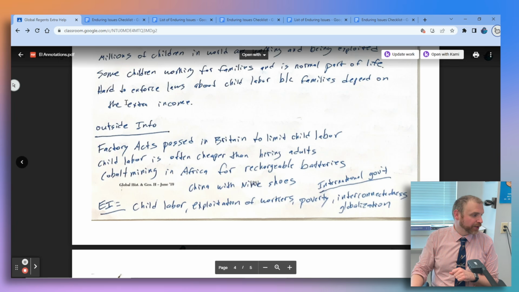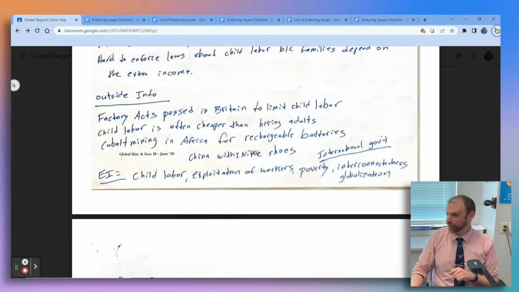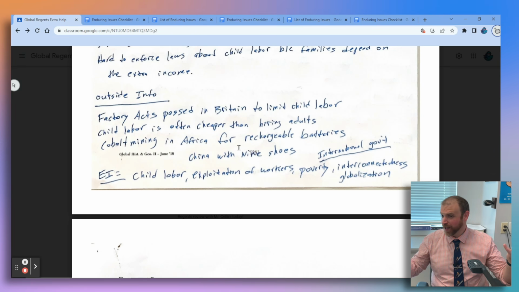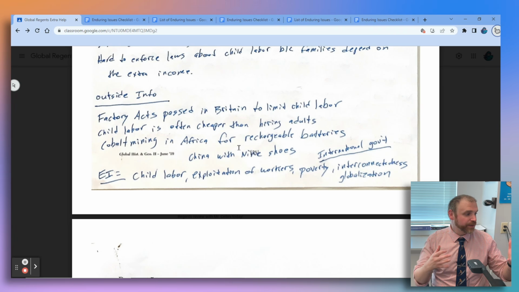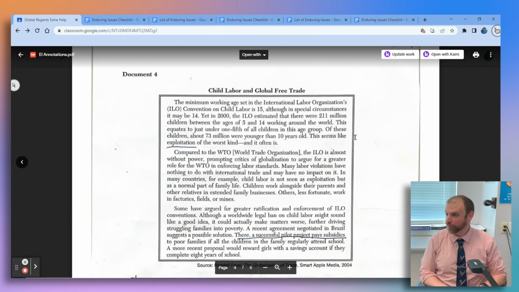I also put down here in my notes that in the 1990s, Nike got in trouble because they were hiring kids to make shoes in China. Again, these are the things I know about. Everyone's going to be a little bit different when it comes to how we can tie modern events into the enduring issue shown in the document. That is certainly the hardest part of all this.